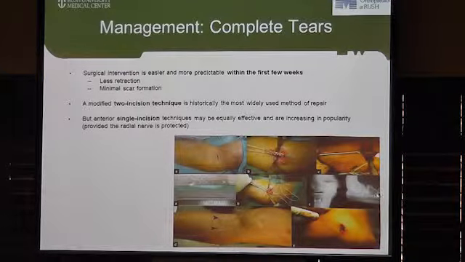You can see a button here, but you place a couple of anchors, buttons, or screws within the radial tuberosity, and you literally oppose the tendon to the bone and fix it with whatever construct you're most comfortable with. Both techniques work, and they both have their pros and cons, and I'll talk about those later.